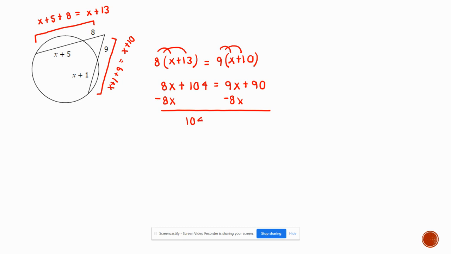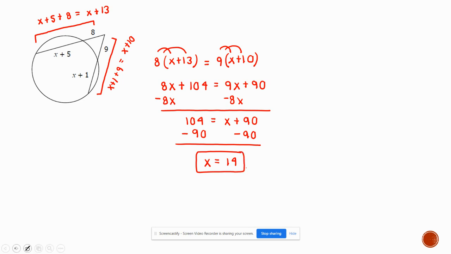That still leaves me with 104 on the left. Now I only have one x, still plus 90 on the right. We'll subtract 90 from both sides. And that's why we'll get a value of x to be 14. And once again, that's all I wanted. So 14 is my answer.